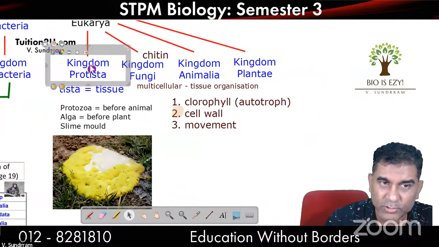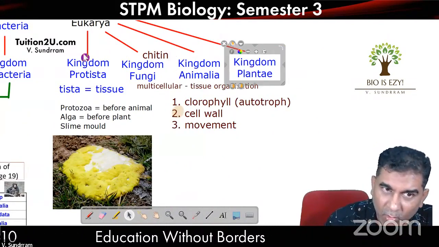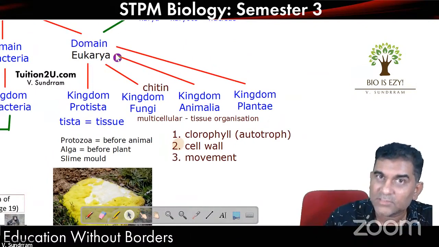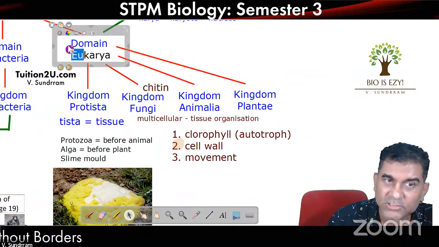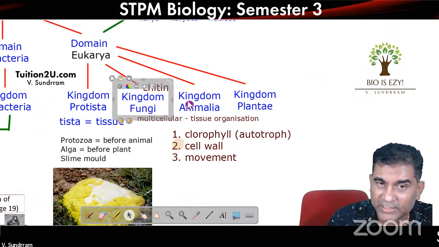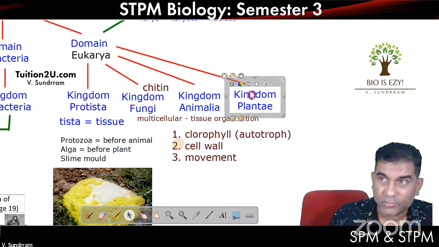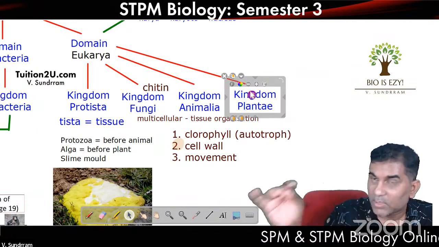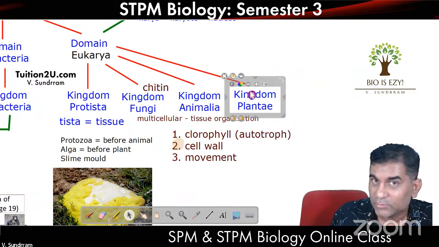Everything else, there are another 4 kingdoms that you see here: kingdom Protoctista, kingdom Fungi, kingdom Animalia, kingdom Plantae. All of them come under domain Eukarya. For us, we call all of them eukaryote. The word eu means true, and the word karyote means nucleus. So all of these organisms have a nucleus. But each one of the kingdoms has certain characteristics. That is what we need to describe.